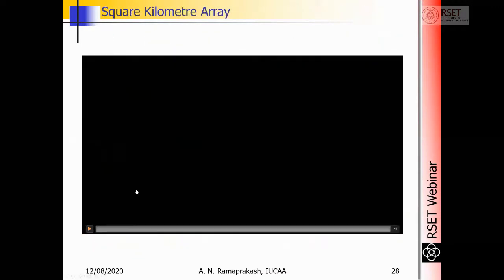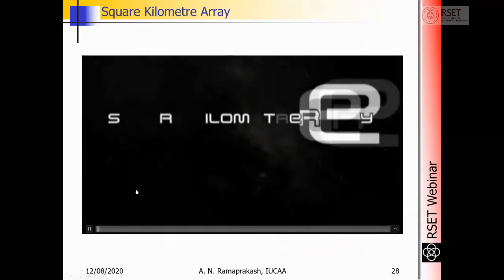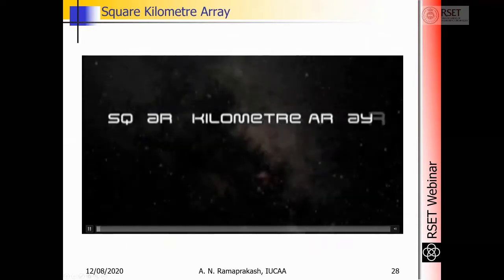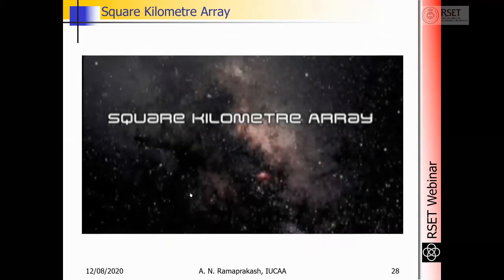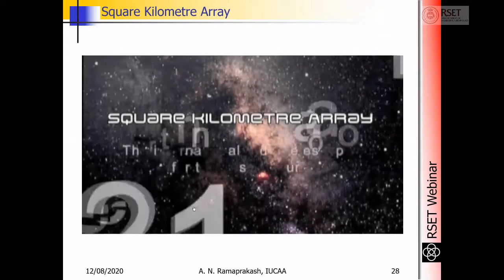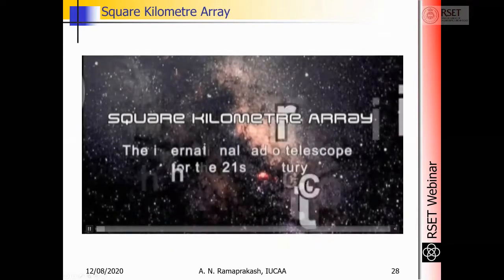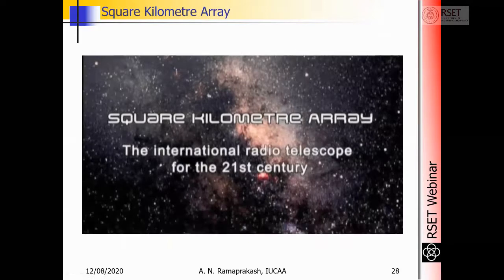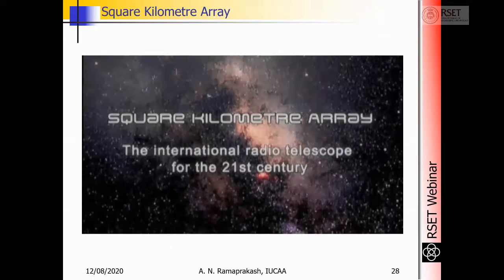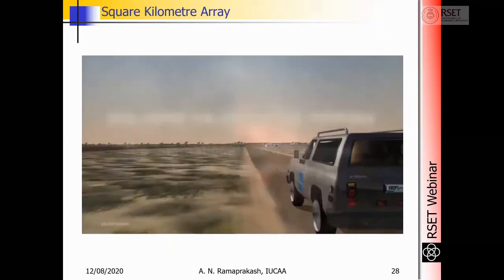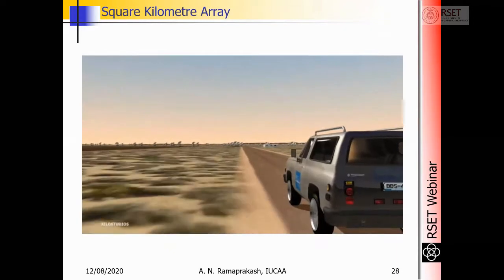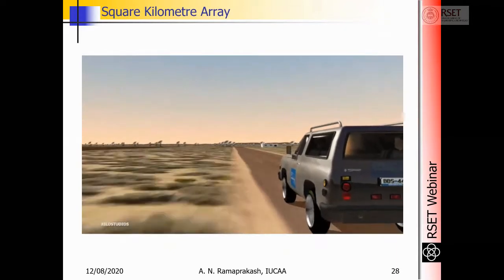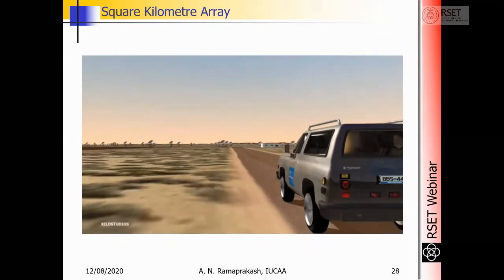Now, the next generation in radio telescope is what is called the Square Kilometre Array. So just give me a moment to run this video. This is going to come up pretty soon. The construction has started. This telescope is so large that one part of the telescope is in Australia and another part of the telescope is in South Africa. So just enjoy the movie for a second.